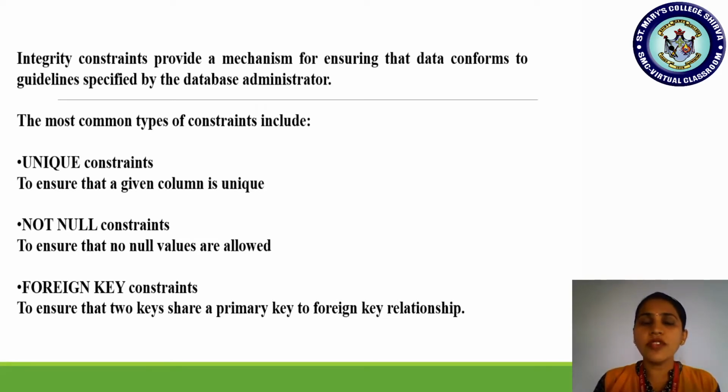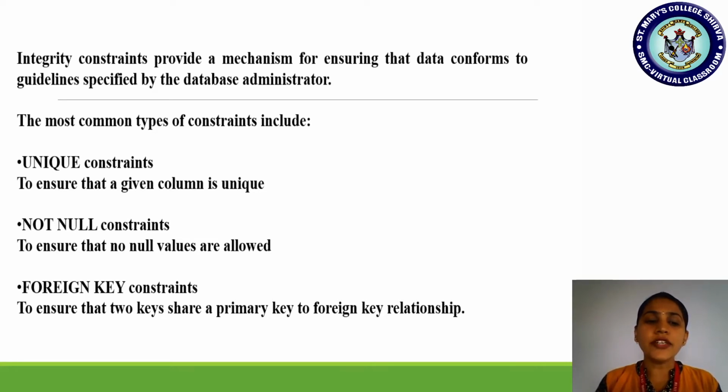So not null means that whichever column has the not null integrity constraint should have all the values specified. No cell has to be left empty. None of the cells in that attribute should be null. The cell should have a value. It should be fed with some value. Okay. Foreign key constraints, the third one.